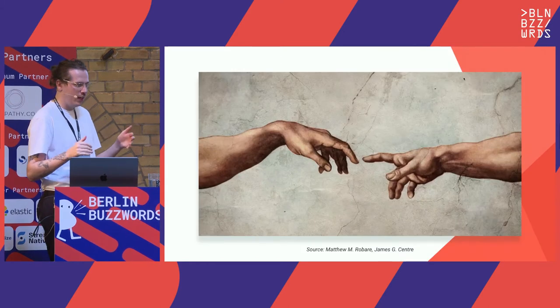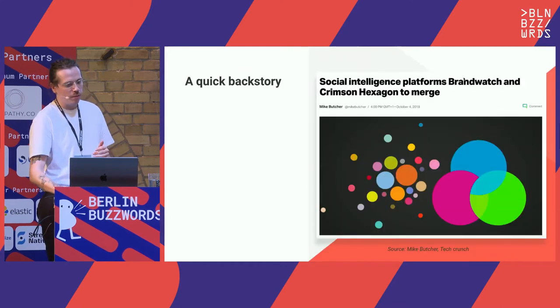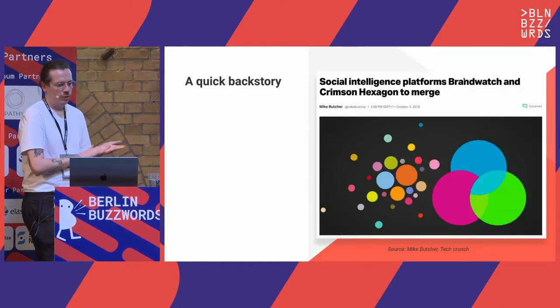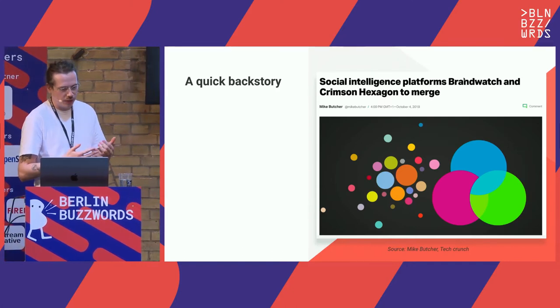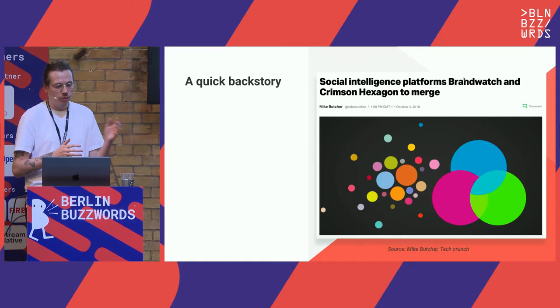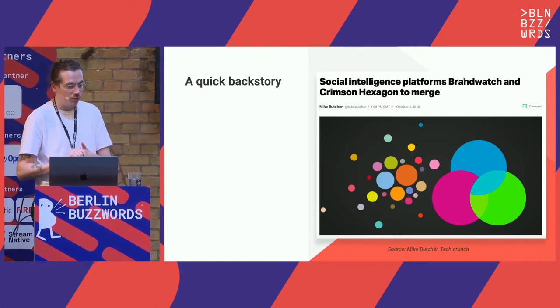This is kind of where the handshake of two things comes together. The backstory to this is that in 2018, Brandwatch merged with Crimson Hexagon, which was kind of our biggest competitor. Up until that point, Brandwatch had always been in data centers, whereas Crimson Hexagon was always in AWS.